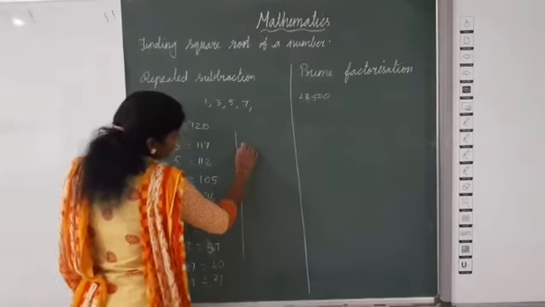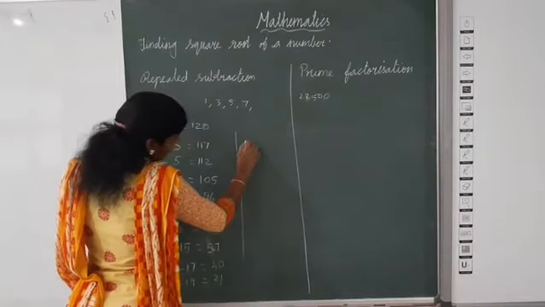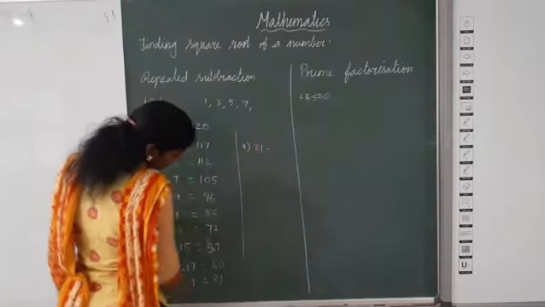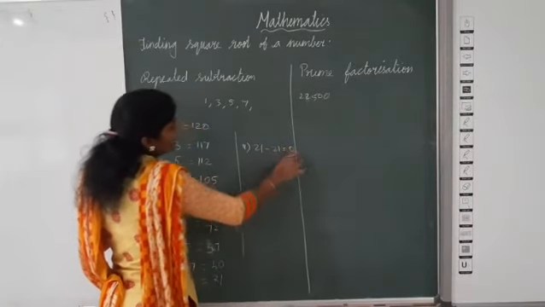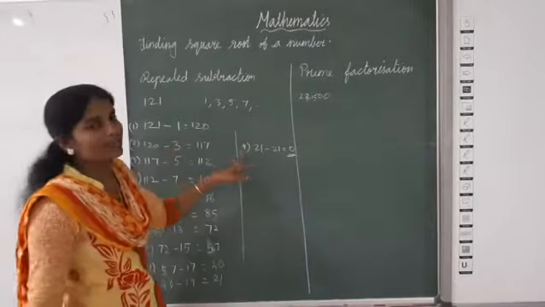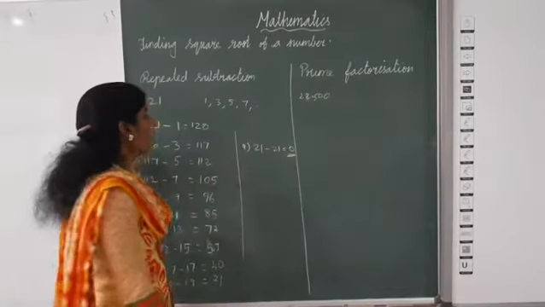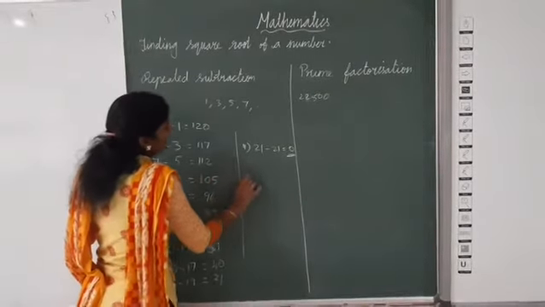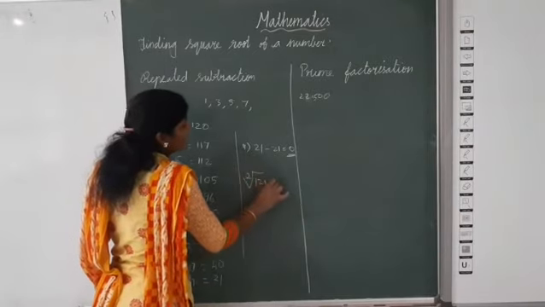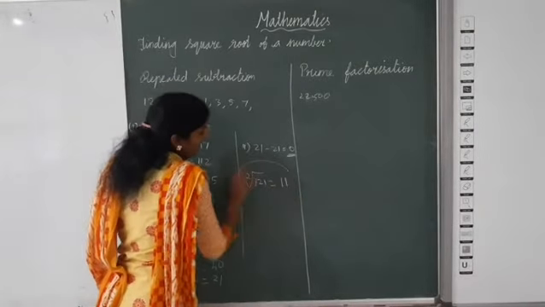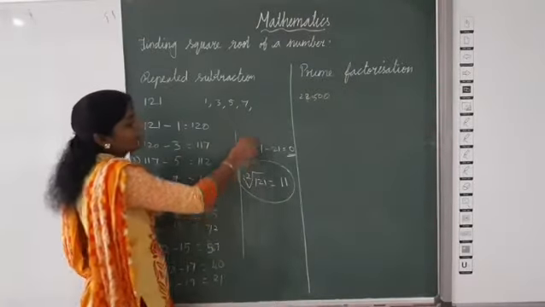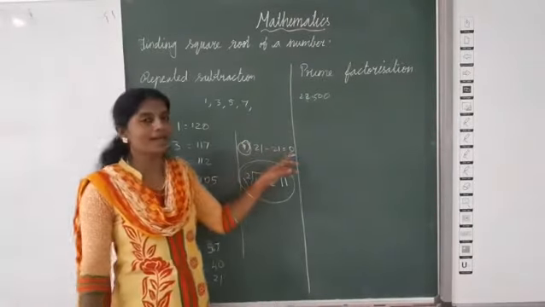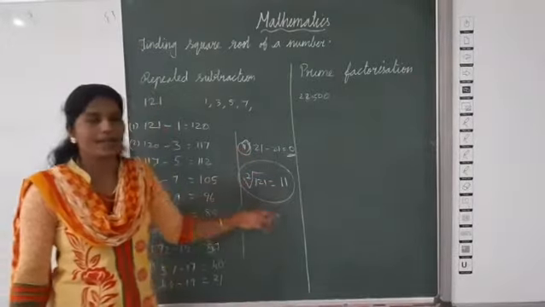Now here 21 minus the next odd number, 21, equal to 0. Now we got 0 at the 11th time, isn't it? So what is the square root? Square root of 121 is equal to 11 is the answer. Here we get 0 in 11 times, so this answer is 11.